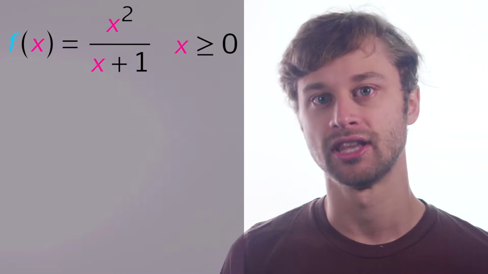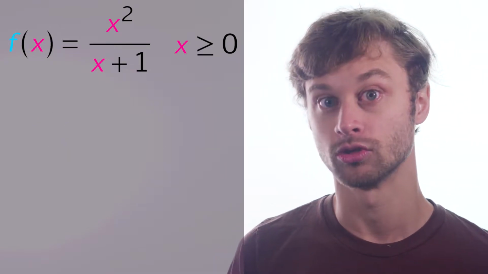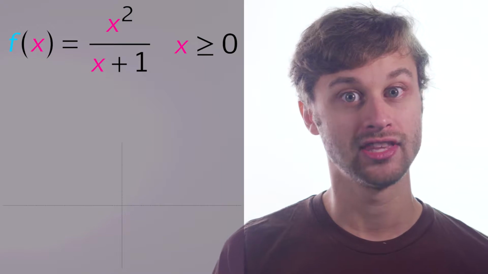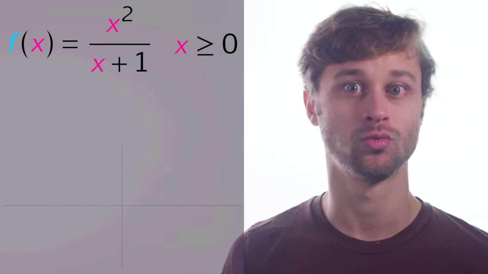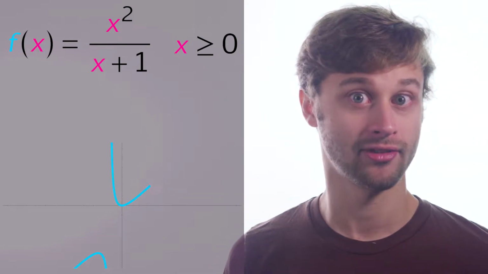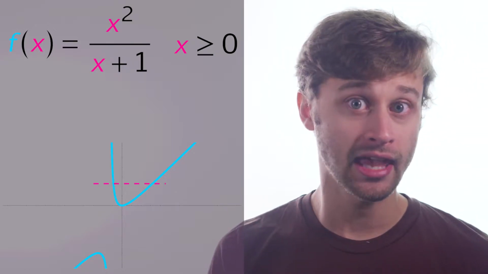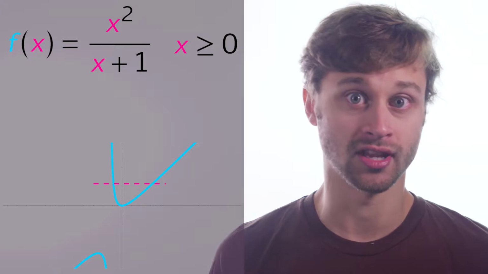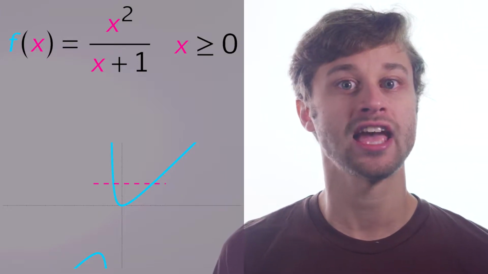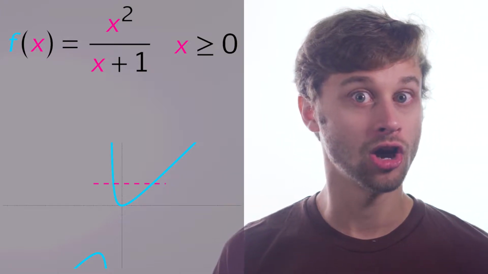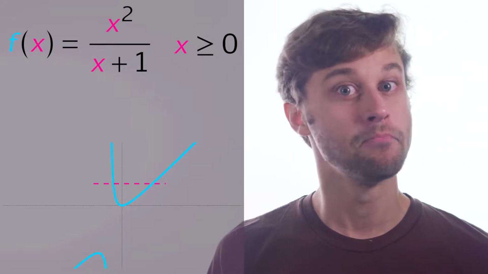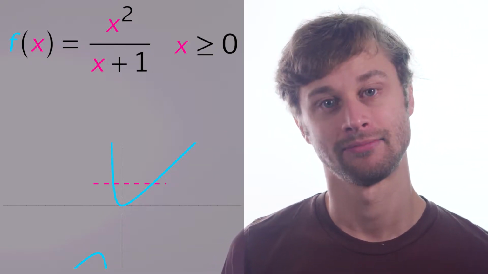First, let's take a look at the stipulation that x must be greater than or equal to 0. If we graph this rational function, x squared over x plus 1, we get this graph. And we can see that this function does not pass the horizontal line test. Now that's okay. A function doesn't need to pass the horizontal line test. But in order to have an inverse along all its domain, it must pass the horizontal line test.